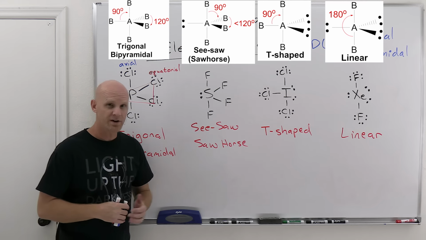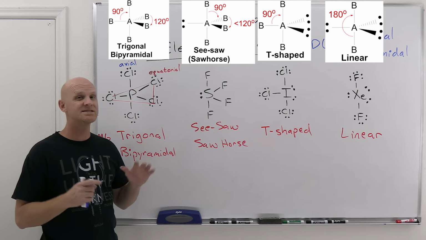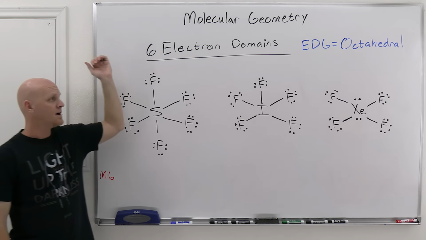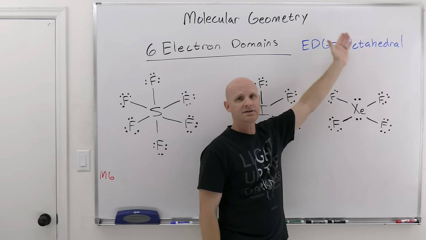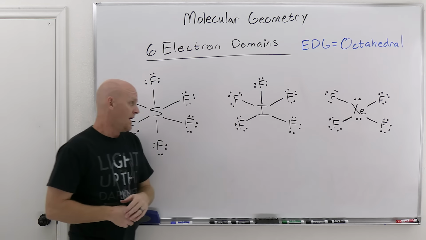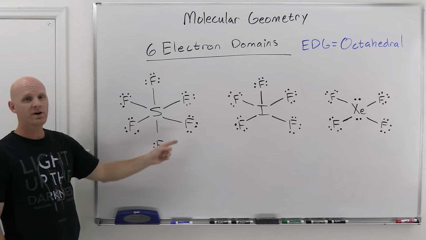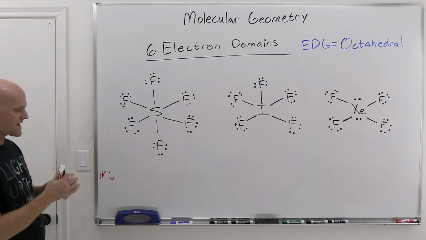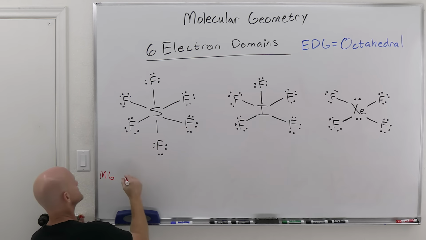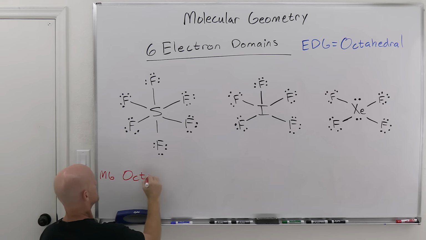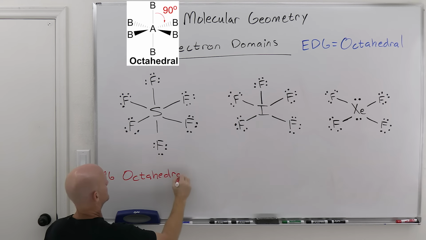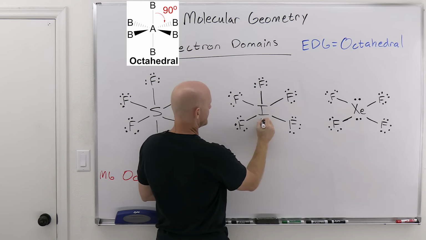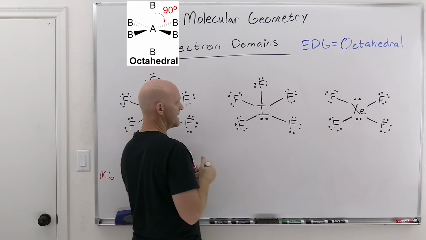Okay, so that's 5 electron domains, and now let's move on to 6 electron domains. So now we've got 6 electron domains, and our electron domain geometry is going to be octahedral for each of these. And we're either going to deal with all 6 electron domains being bonding, and again, if all your electron domains are bonding, then your molecular geometry gets the exact same name as the electron domain geometry. So in this case, SF6 here is going to be octahedral.